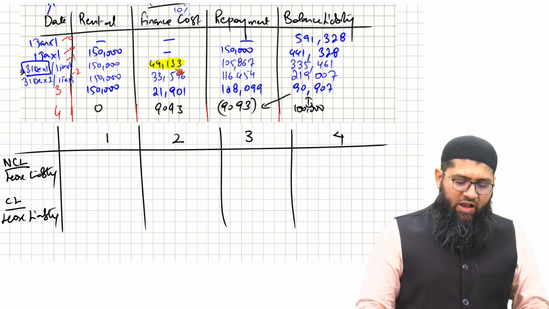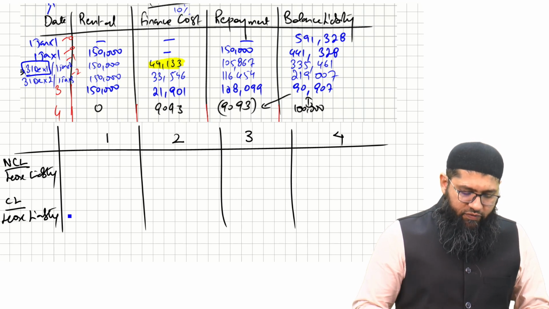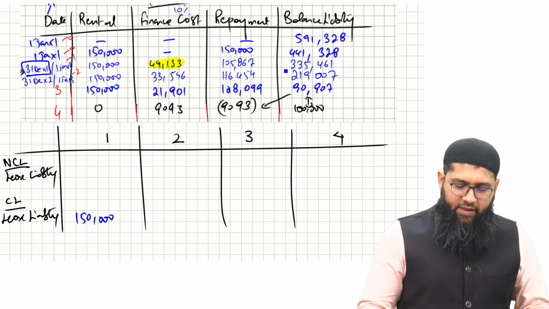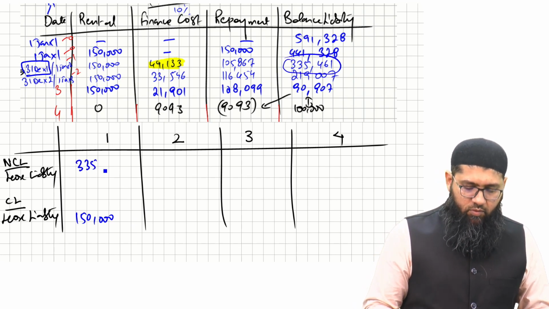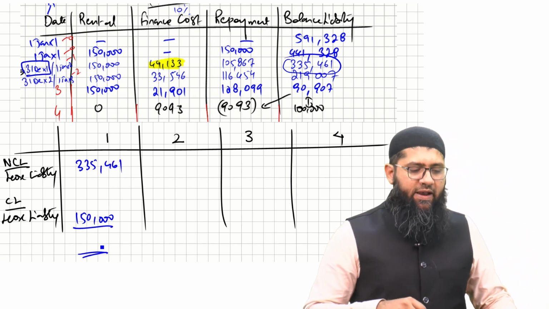And in the next 12 months, this 150,000 is going to be paid. So what you're simply going to do is say that the current liability is 150,000 and the non-current liability is going to be this 335,461. And if you want me to reconcile, I'm going to reconcile it also for you.